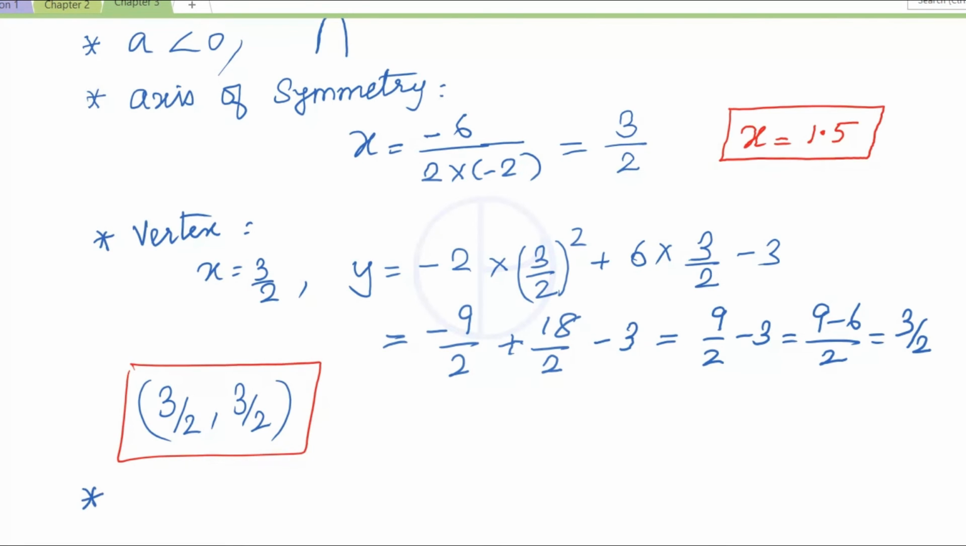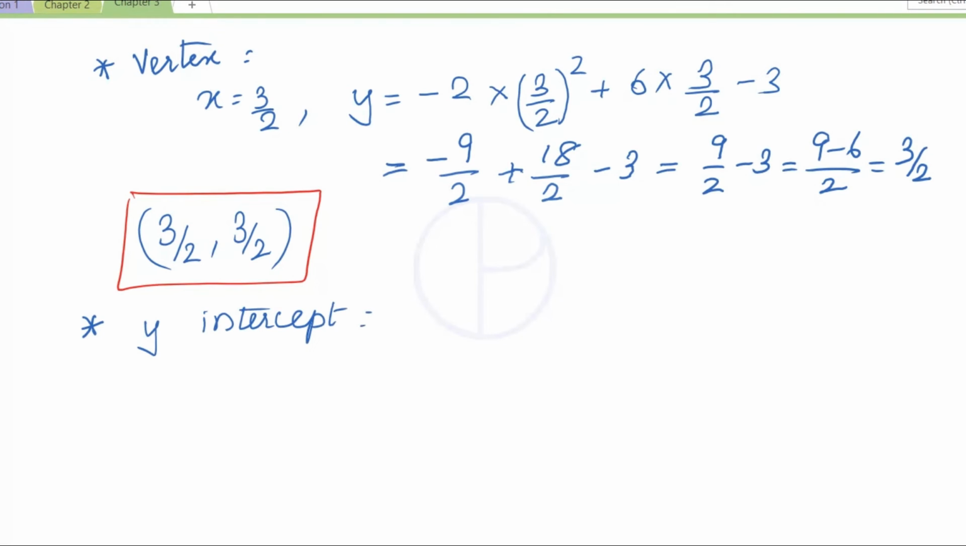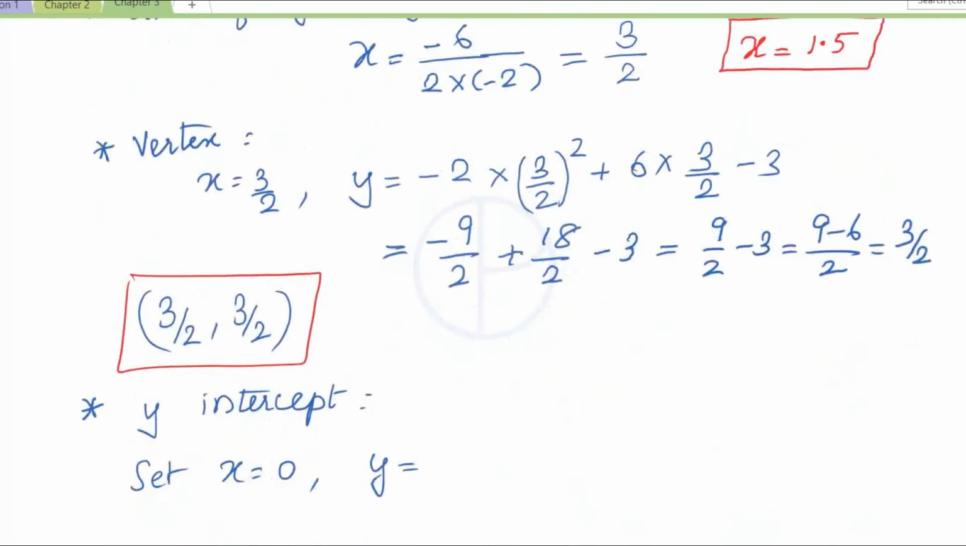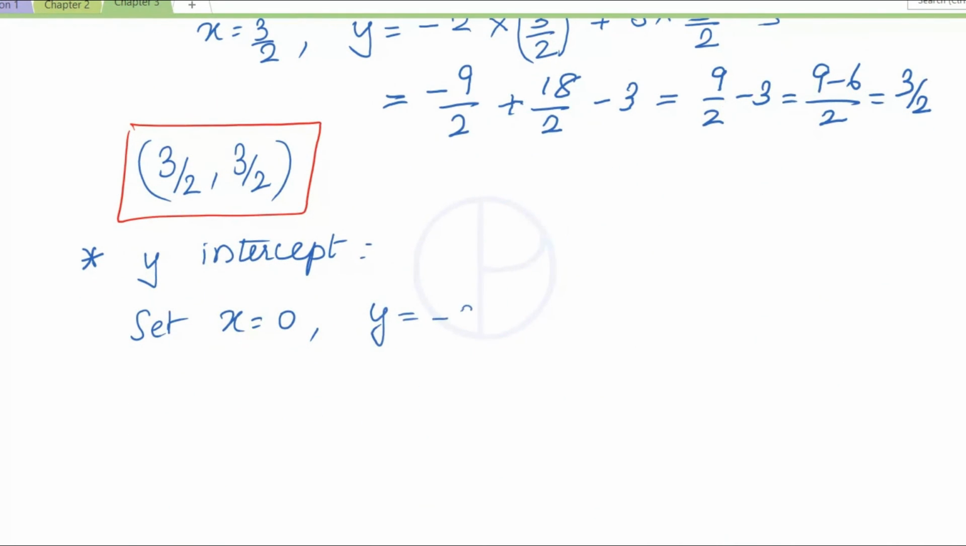Then find the y-intercept. To find y-intercept, set x equal to 0. So y will be minus 2 multiplied by 0 plus 6 multiplied by 0, gives 0, so negative 3. So the y-intercept is (0, negative 3).